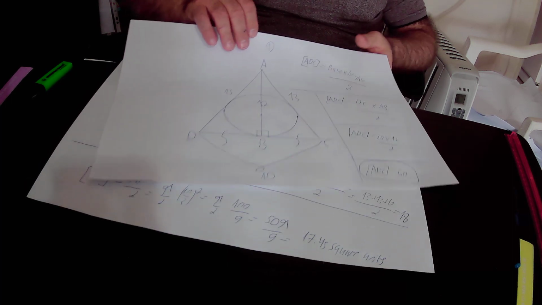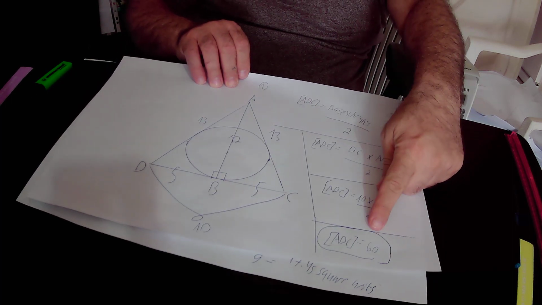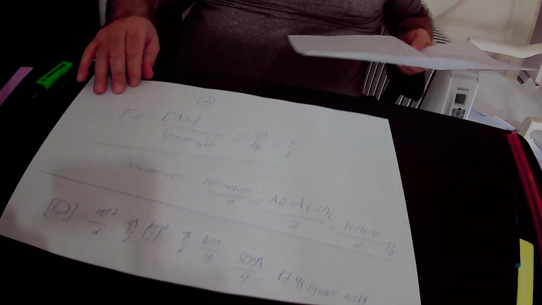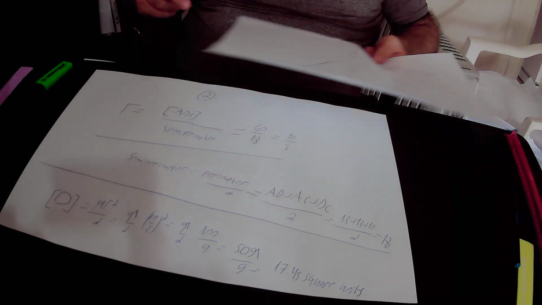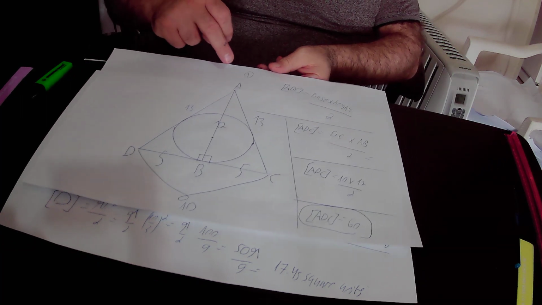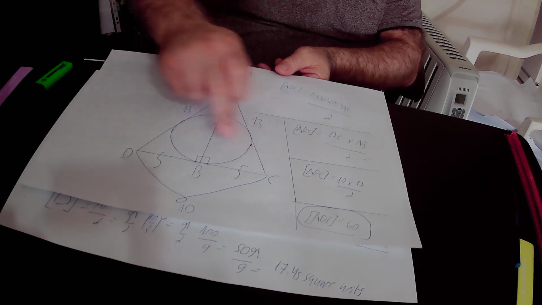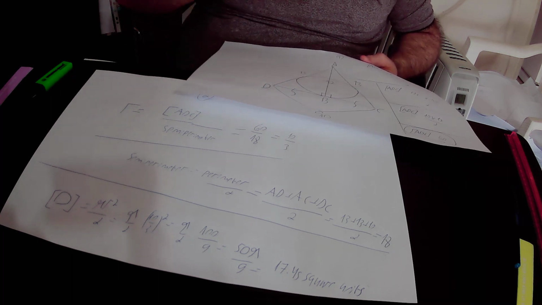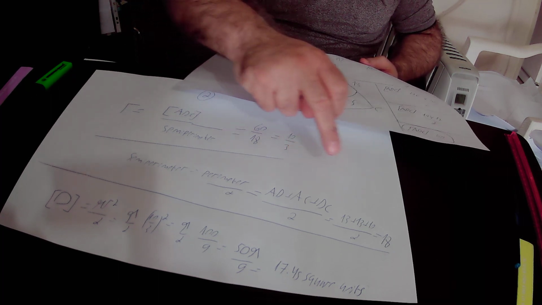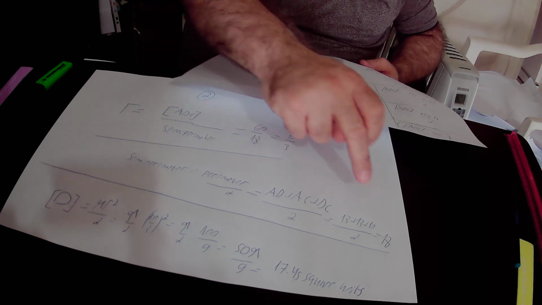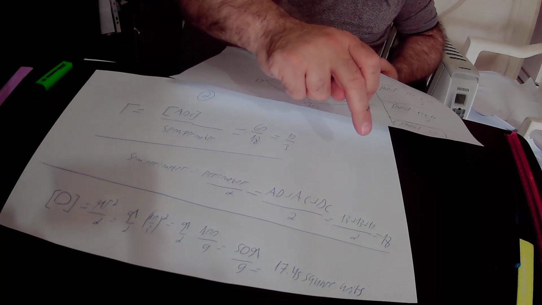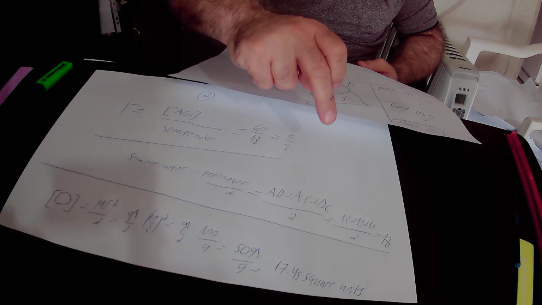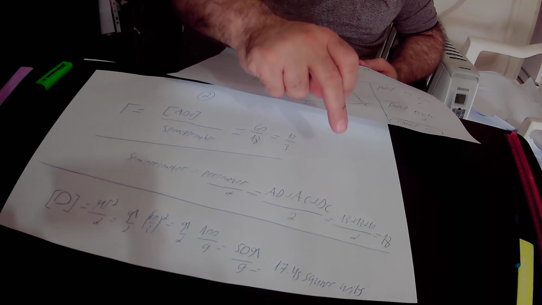And we have already found out that the area of triangle ADC equals 60 square units, and the semi-perimeter of any triangle equals the perimeter over 2. The perimeter of triangle ADC is AD plus AC plus DC. If we divide the perimeter by 2, we get the semi-perimeter. AD is 13, AC is 13, and DC is 10. 13 plus 13 is 26, 26 plus 10 is 36, and if we divide 36 by 2, we get the semi-perimeter, that is 18.